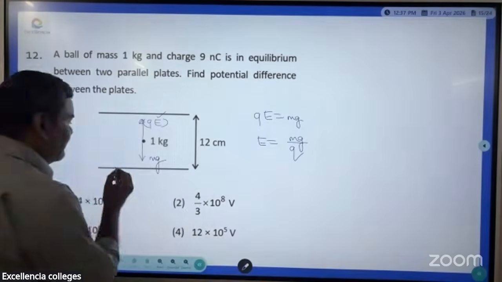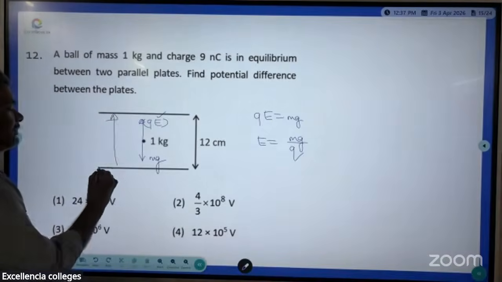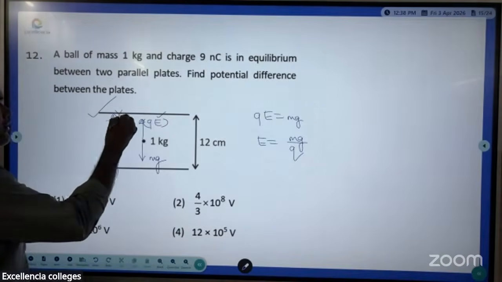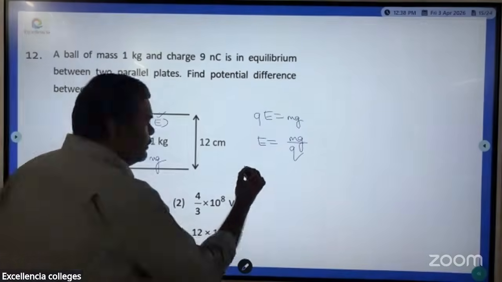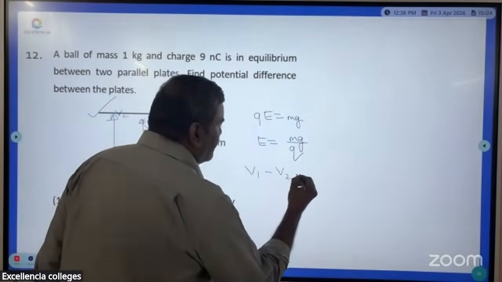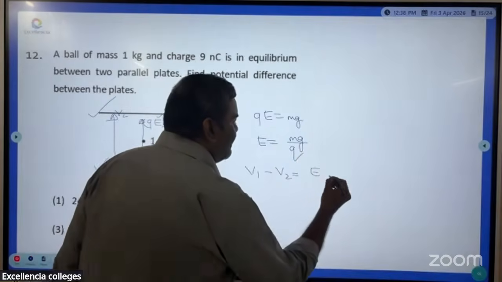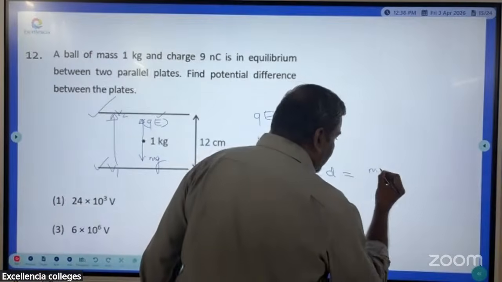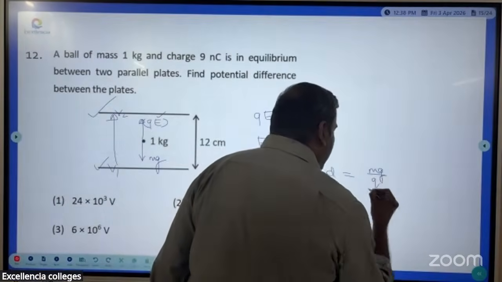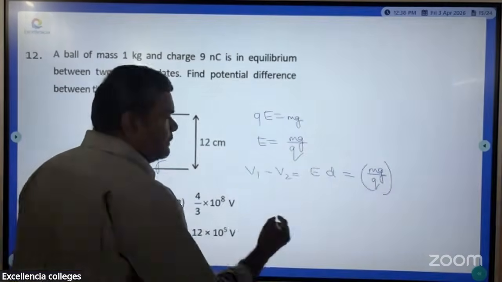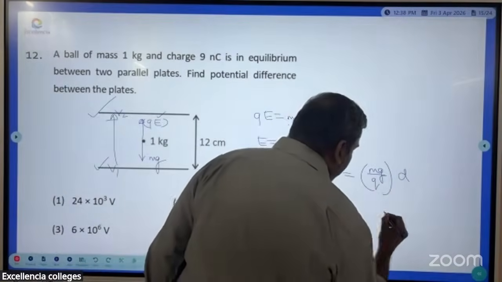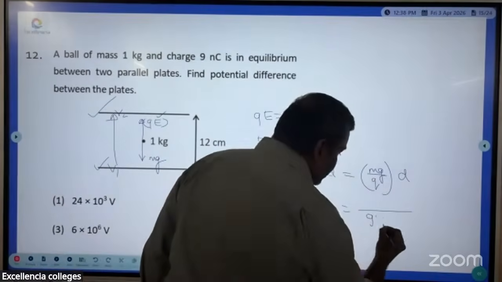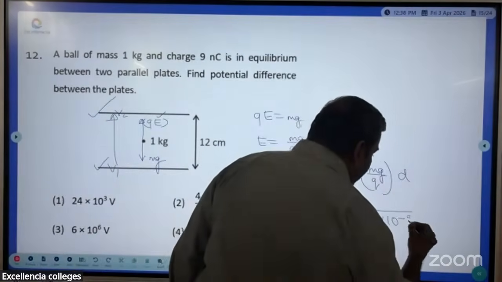Now, electric field exists in this direction. Electric field always exists from higher potential to lower potential. So that means, between the lower plate and the upper plate, the lower plate is at greater potential. Potential difference, since it is a constant electric field, we can simply write as E into d, as the electric field is uniform. So this becomes mg by q multiplied with the distance d. So mg by q, q value is 9 nanocoulomb, so 9 into 10 to the power minus 9 कर देते हैं.